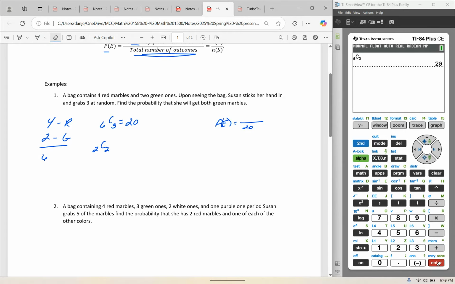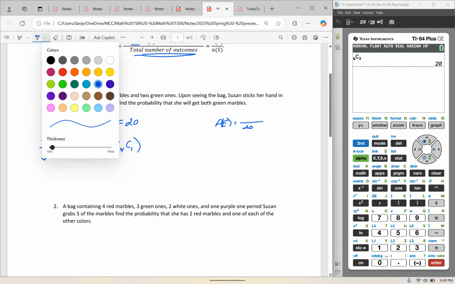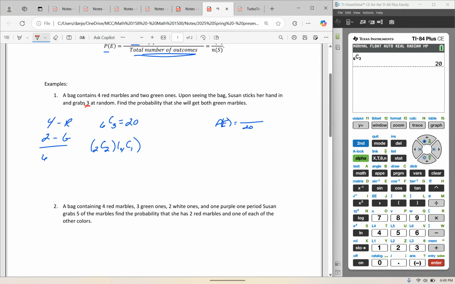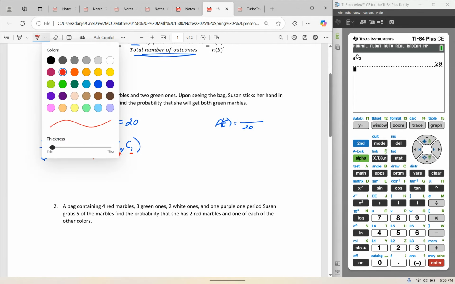So that would be 2 choose 2. Also, from the other 4 marbles, she needs to choose one of them. Now notice that she grabbed a total of 3 marbles. 2 and 1, that adds up to the 3 that she picked. 2 and 4 here are the 6.